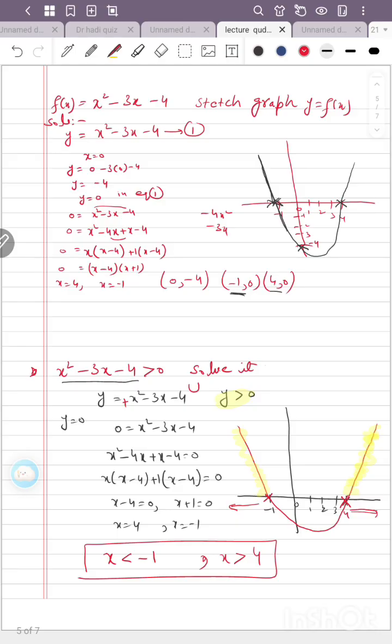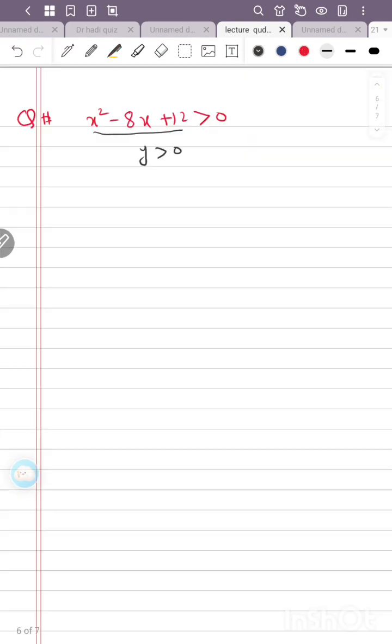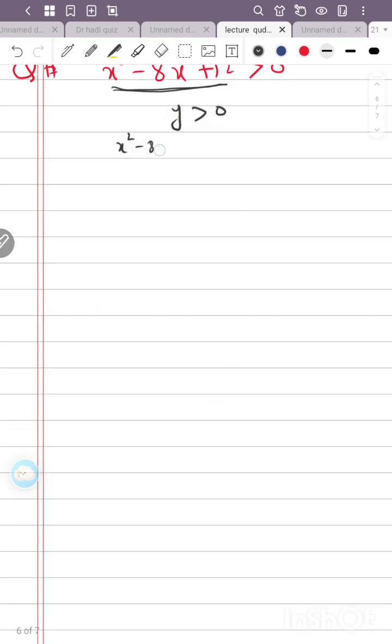Okay, next, find. Dear student, we have a question: x square minus 8x plus 12 greater than 0. We know that in this part y is greater than 0. For solving this question, we have x square minus 8x plus 12. We think of this as a simple quadratic equation, and we have to solve it by the midterm break, the quadratic formula, or completing the square.